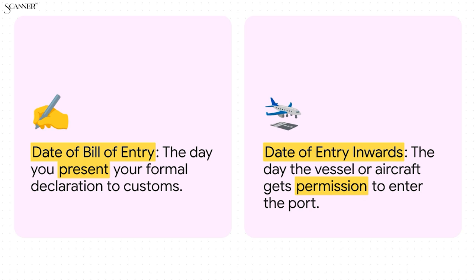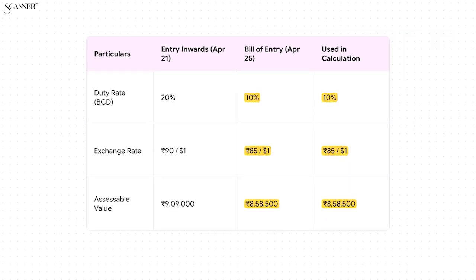Let's take a look. Wow. Okay, this slide just says it all, doesn't it? Look at this example. The duty rate was 20% when the ship arrived, but just 4 days later, when the paperwork was filed, it had dropped to 10%. And guess what? Customs uses that lower 10% rate. The same thing happened with the exchange rate. They got to use the more favorable 85 rupees to the dollar. That small timing difference can save an importer a ton of money.